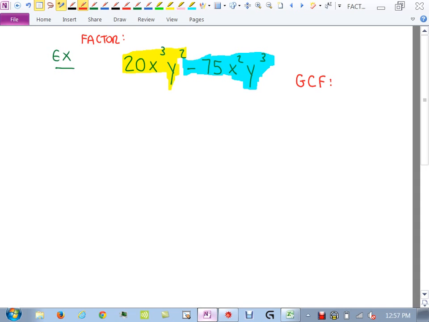So I think 5 will work. Is there anything bigger? 10? No. 20? No, 20 doesn't work either, right? So 5 looks like the biggest one. Let's go ahead and go with that. 5.